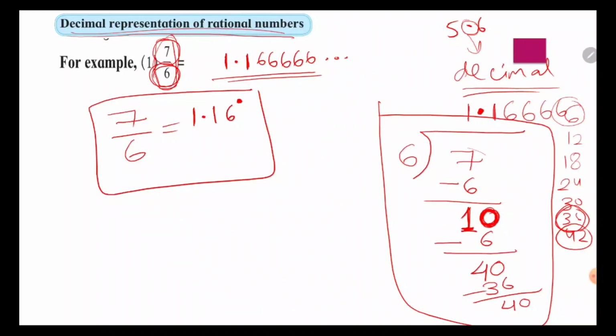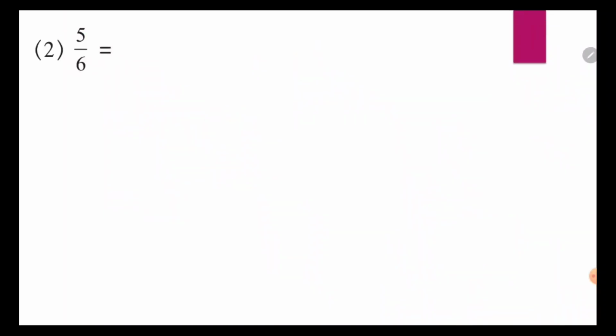Okay, let's go for the second example. The second example is 5/6. Now how will we solve it? 6 will be outside, 5 will be inside. Many students will have a doubt that the smaller number should always be outside. No, just remember that always the denominator should be outside and the numerator should be inside.